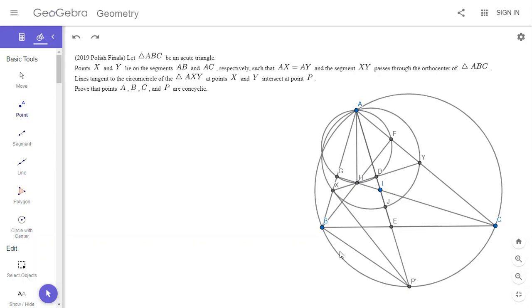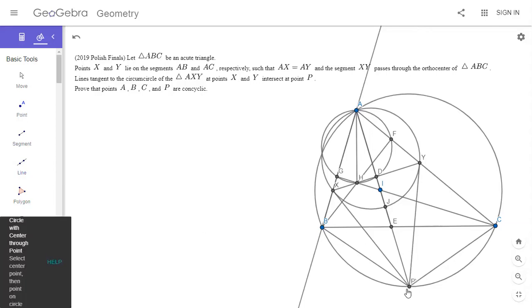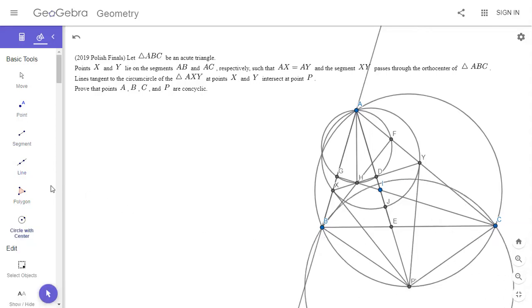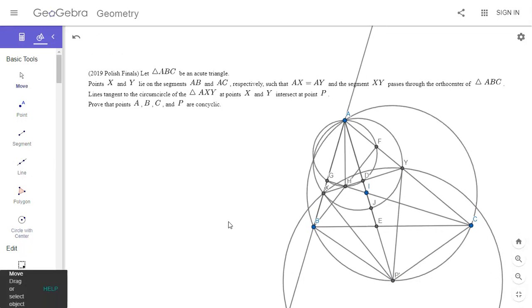So basically, BP prime is equal to CP prime, right? And angle XBP prime is 180 minus angle YCP prime. So we can rotate triangle YCP prime. So I'm going to do this. Oh, whoops! I should be like this. Sorry. Yeah, I think this might do it. Let's see if this works.